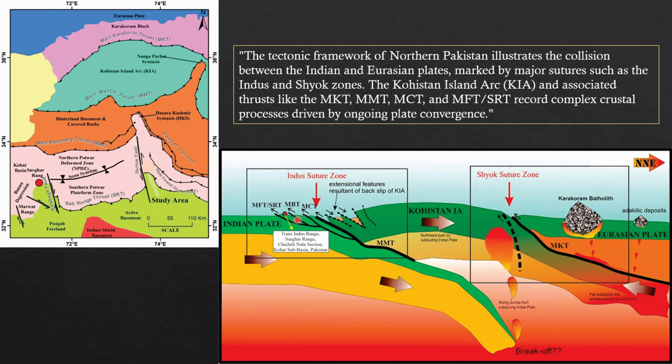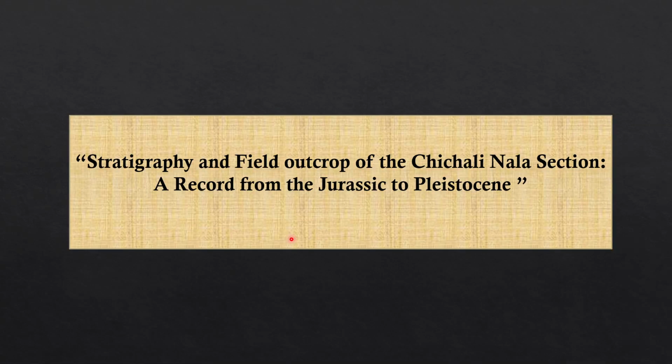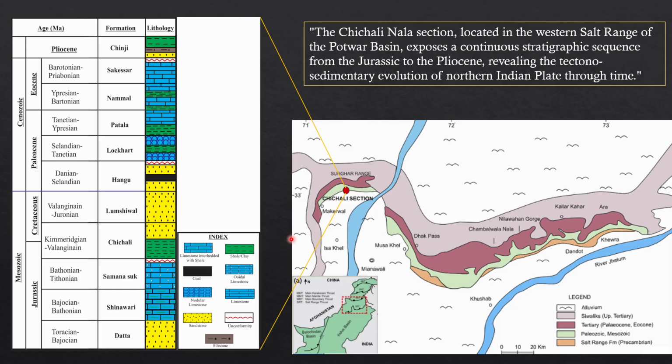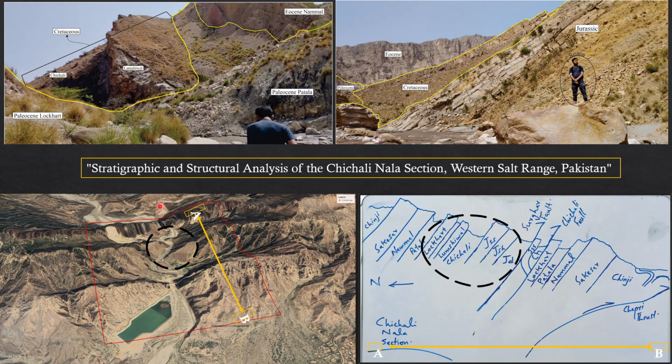This is basically the cross-sectional area of the northern tectonics from the MFT to the Karakoram batholith, but our study area is present in the thrusting Indus suture zone of the trans-Indus ranges. First of all, what is the stratigraphy and field outcrop of the Chichalina section? Basically, the Chichalina section exposes Jurassic to Pliocene rocks of limestone, carbonate, sandstone, clastic, and shale.